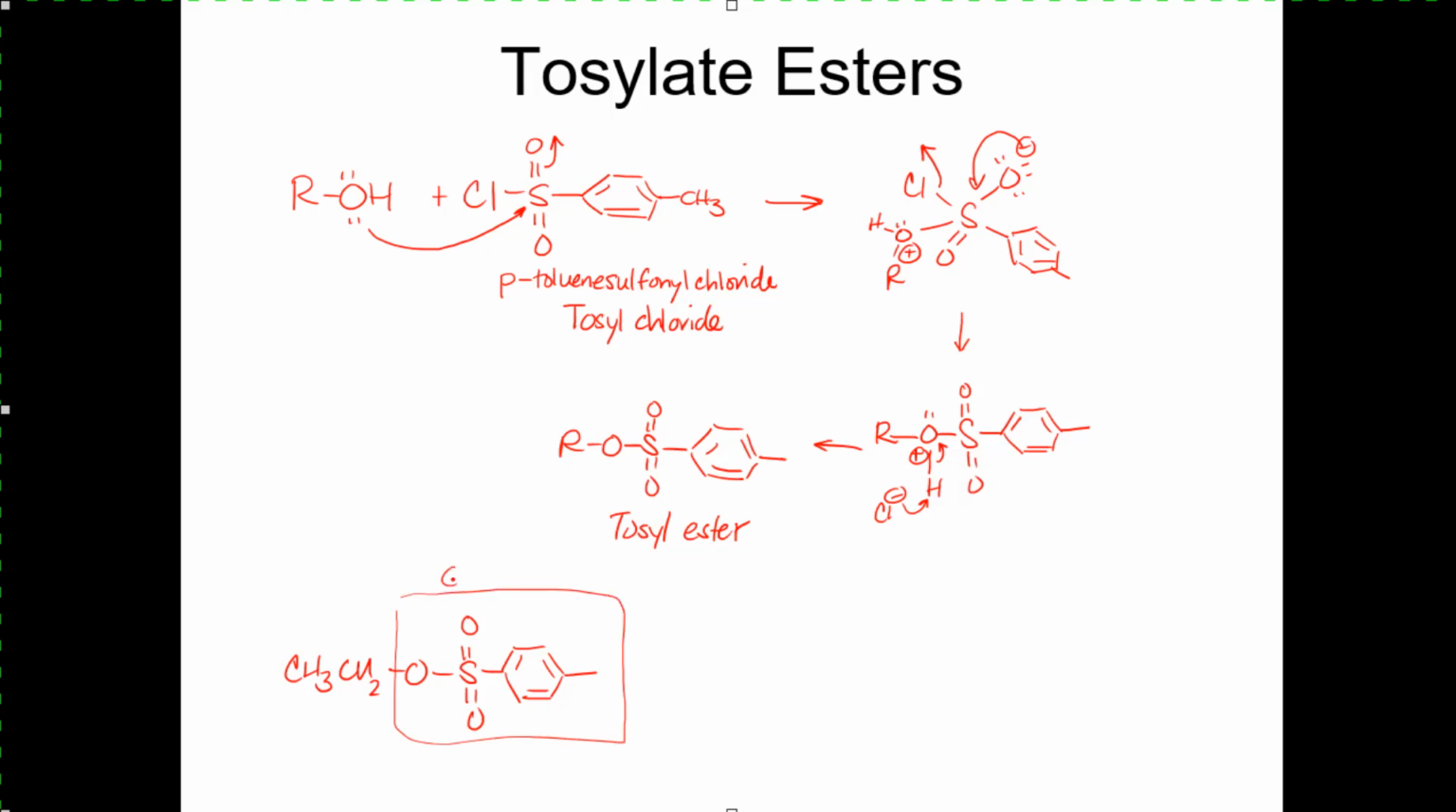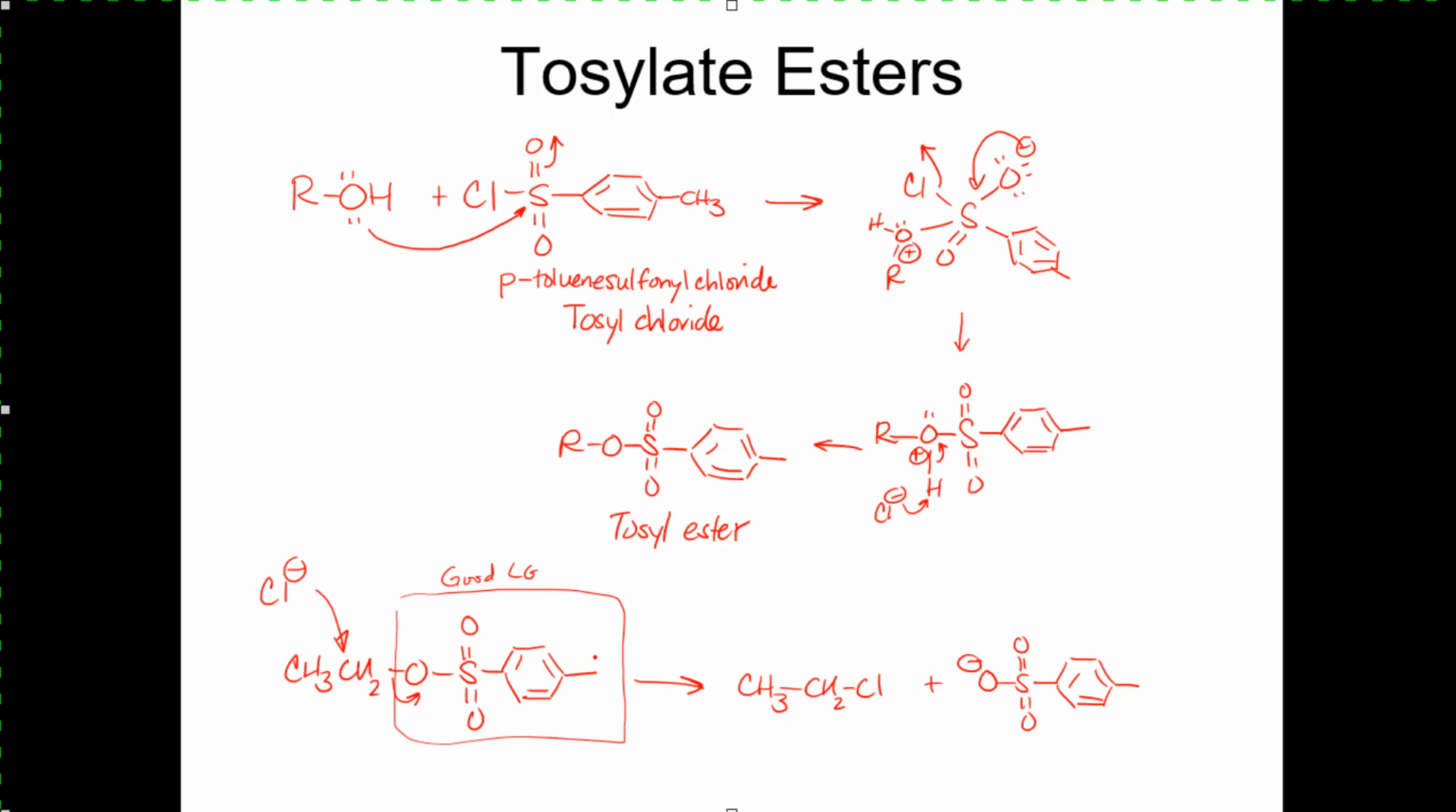And now what I have with this molecule is a really good leaving group. So if I was to take even something like a chloride, the chloride could come in and attack the carbon, have the pair of electrons go to the oxygen, so that I would make my ethyl chloride, and then I would have my O minus with my S double bond O, and then my benzene ring. So a tosylate group is a really, really good leaving group.